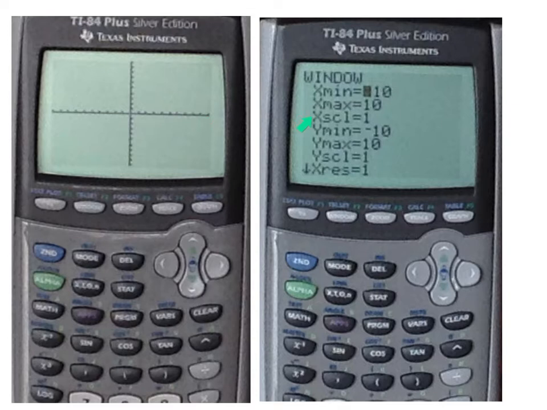And then x scale. Scale is set to 1. What that means is it's saying each one of these little tick marks has a value of 1. So those top three were all x values, and now the bottom three are dealing with y values, same thing: minimum, maximum, and scale. So let's see how we could use this.